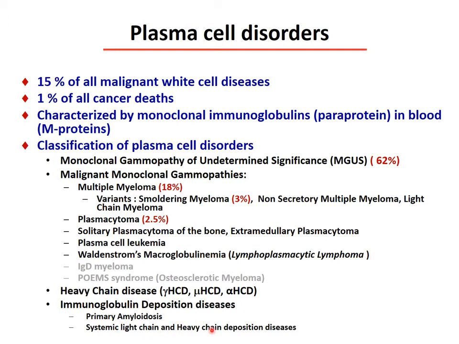We are not going to talk about all the diseases. We are going to mention only a few, such as MGUS, multiple myeloma, and plasmacytoma, but we are not going to talk about the others. Let's continue.